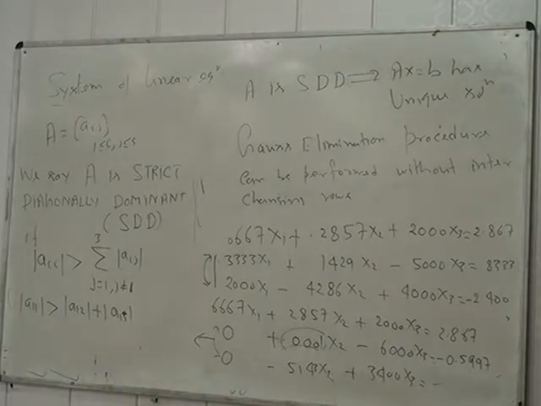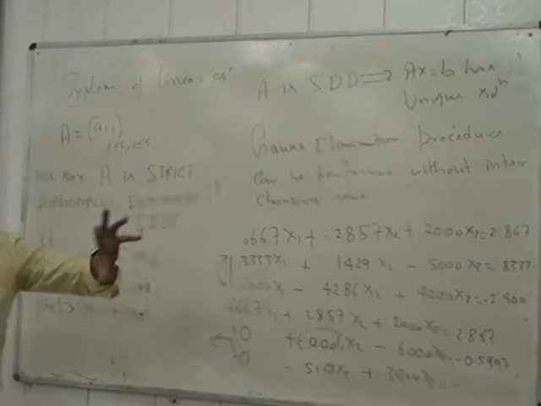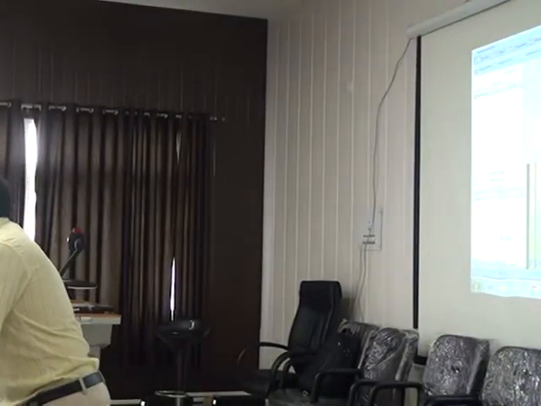So if your matrix is not SDD, you can convert it to SDD by interchanging the rows, because interchanging rows will not affect the system. That means you are just interchanging two equations. So this is how it works. In the beginning itself, you just keep in mind it should be in SDD form. Then no problem.